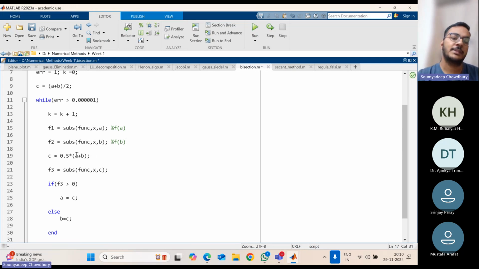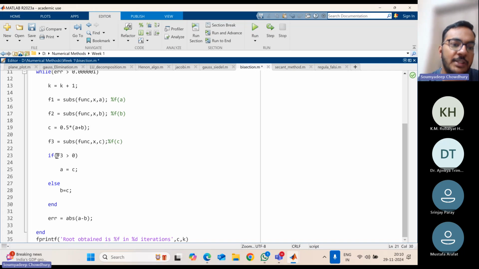Then we are doing again c equals a plus b by 2. Then we substitute again, f3 is basically f of c. So now we are saying if f3 is greater than 0, as I told, if f of c is greater than 0, then you have to change the lower limit. That is, your new lower limit a will be equal to c. Otherwise, b will be equal to c. That is, the upper limit will change.